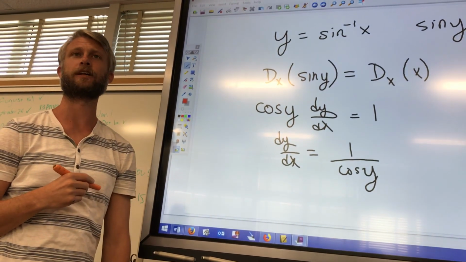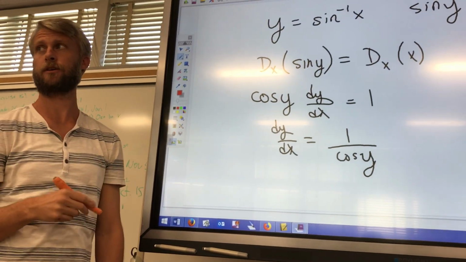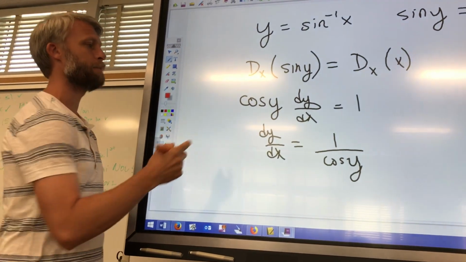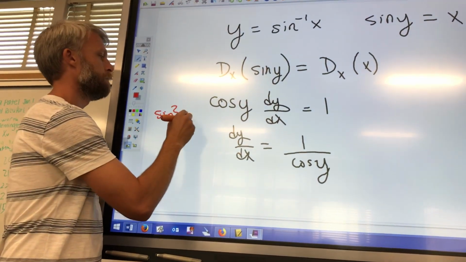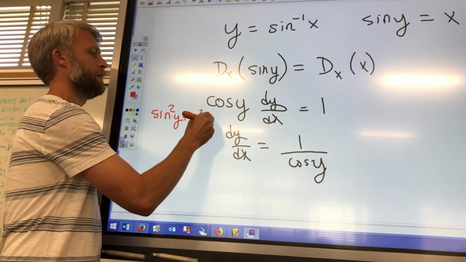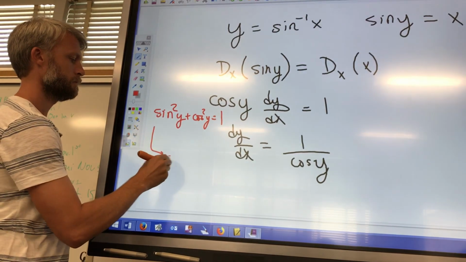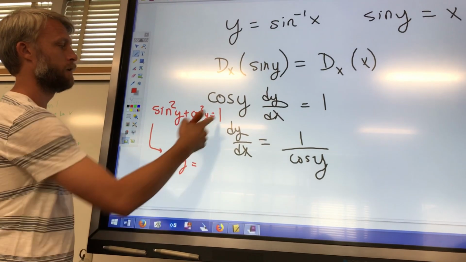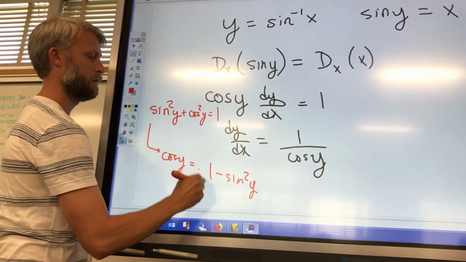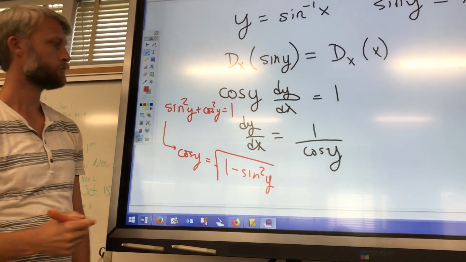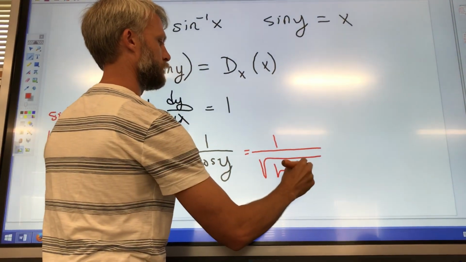Think about your Pythagorean trig identities. Sine squared plus cosine squared equals 1. So that means that if sine squared y plus cosine squared y equals 1, then what does cosine y equal? Should be the square root of 1 minus sine squared y. True. So this should be equal to 1 over the square root of 1 minus sine squared y.